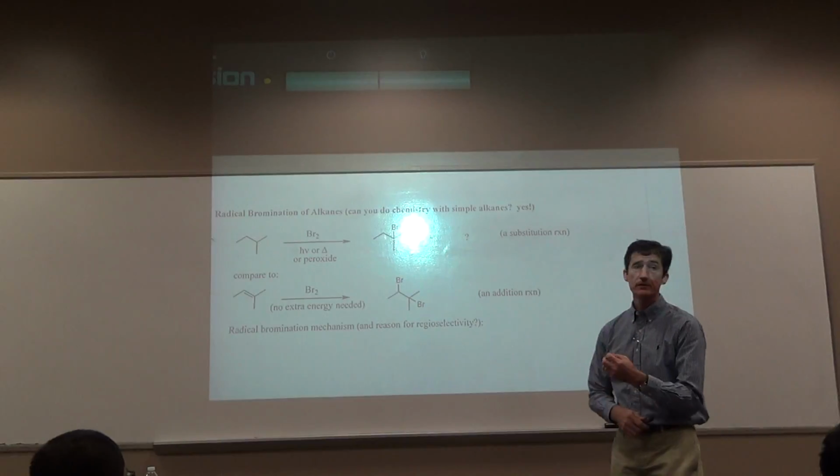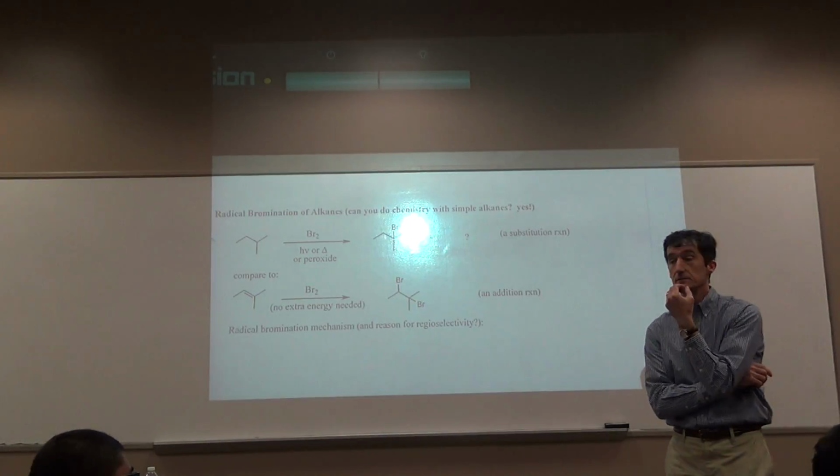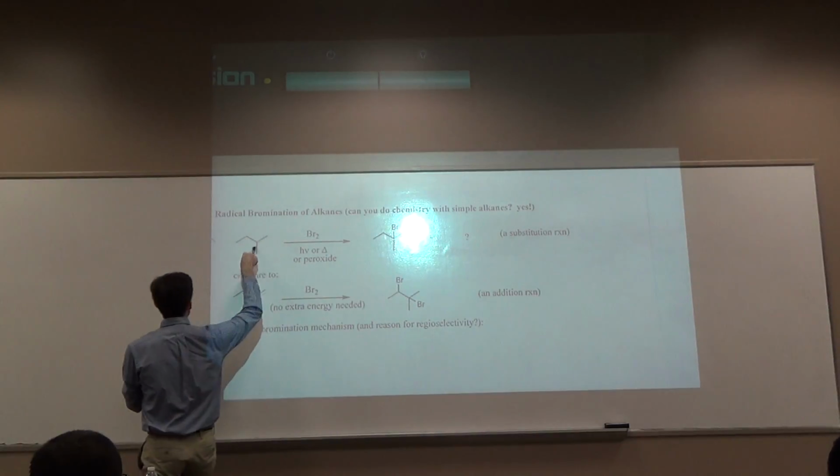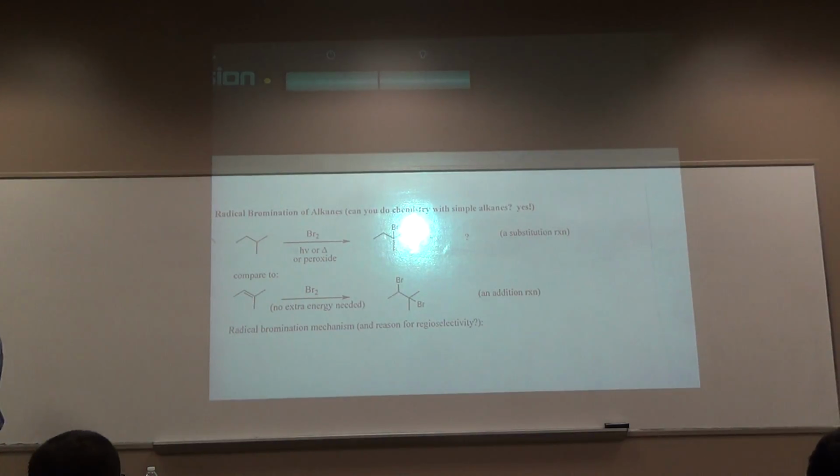Okay, radical bromination is a very important reaction of alkanes. Typically with alkanes, we've never said they had any reactivity. They don't have a pi bond and they don't have a lone pair. So how can they be nucleophilic? How can they attack an electrophile or be attacked or anything?